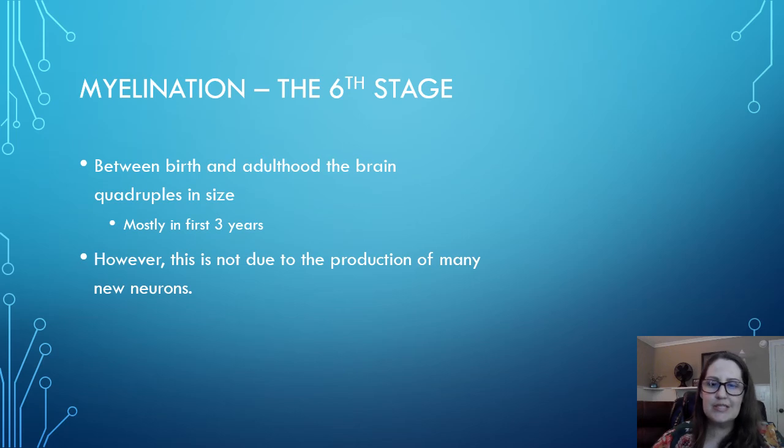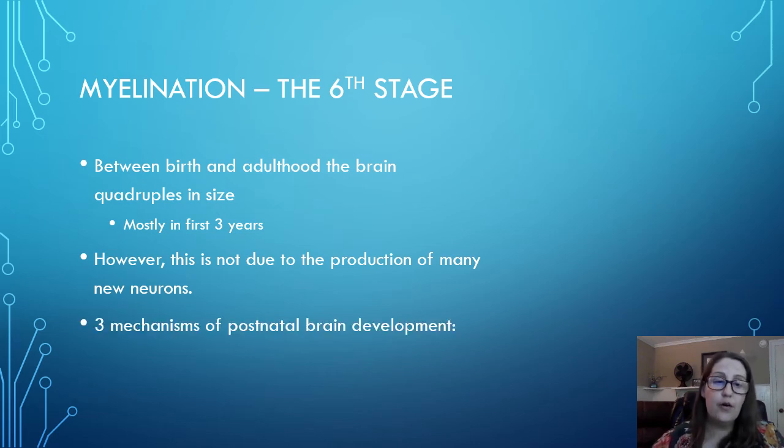I've also included a sixth stage, which is myelination. This doesn't necessarily occur so much prenatally, it's mostly after birth, but it is an important stage of brain development. As a little bit of background, between birth and adulthood, the brain pretty much quadruples in size, and a lot of this happens in the first 3 years. Now, a lot of people think this is because new neurons are being produced, but that's not really the case. There are three things that are really responsible for this increase in the size of the brain.